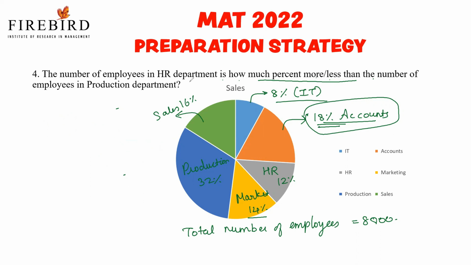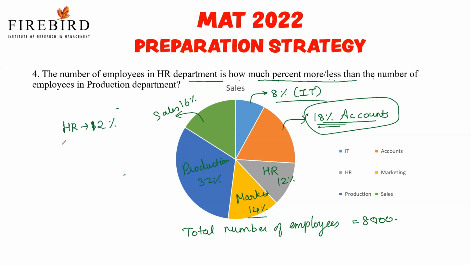Now, the number of employees in HR department is how much percent more or less than the number of employees in the production department? So what is the percentage of employees in HR department? 8%, right? See, in HR, 8%. Sorry, not 8%. It is in HR 12%.